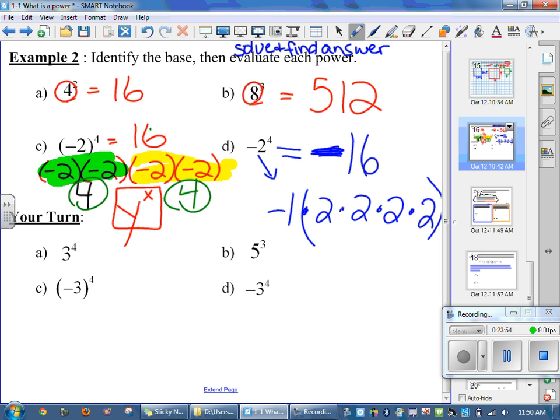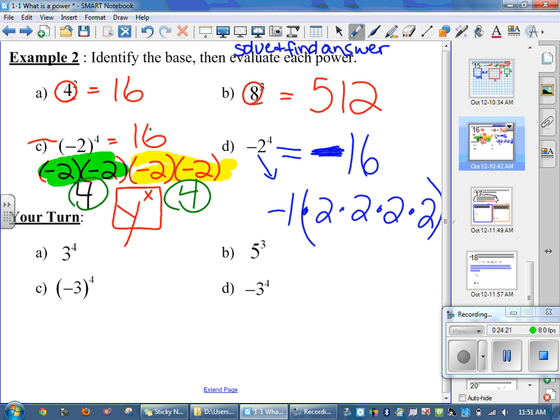Now floater negatives will always make a negative answer. So if I, for example, had a floater negative in front of letter C, I would get a negative answer as negative 16. Okay, so floater negatives always make your answer negative. Negatives in brackets depend on how many of the bases you have. Okay, let's look at the bottom. You guys try those 4 questions on the bottom yourself, and we'll see how you do.